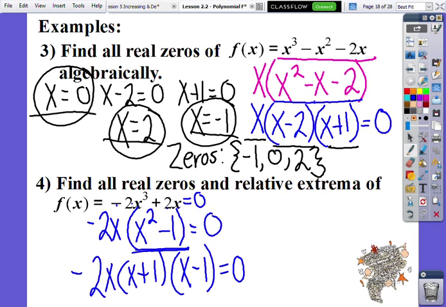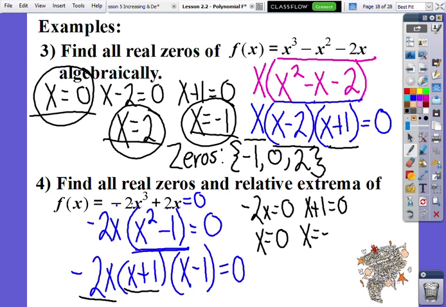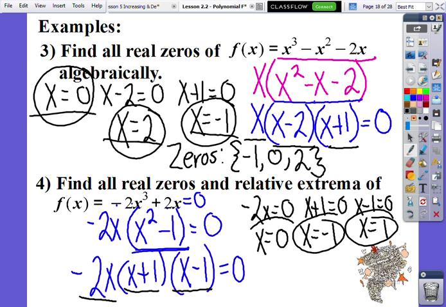And remember, I want to take each of the factors and put them equal to 0. So negative 2x equals 0, which if I divide tells me x is 0. x plus 1 equals 0, which tells me x is equal to negative 1. And x minus 1 equals 0, which tells me that x is equal to 1. So I have 3 real zeros.